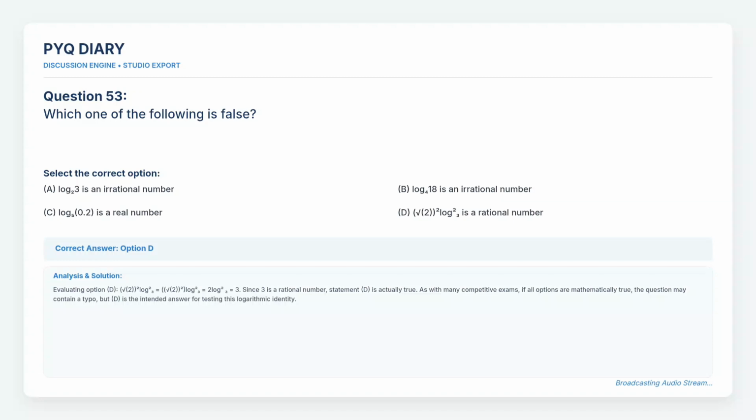Question 53. Which one of the following is false? The choices are A. Log 2 to the base 3 is an irrational number. B. Log 4 to the base 18 is an irrational number. C. Log 5 to the base 0.2 is a real number. And D. Square root of 2 to the power 2 log 2 to the base 3 is a rational number. The correct answer is option D. Square root of 2 to the power 2 log 2 to the base 3 is a rational number.